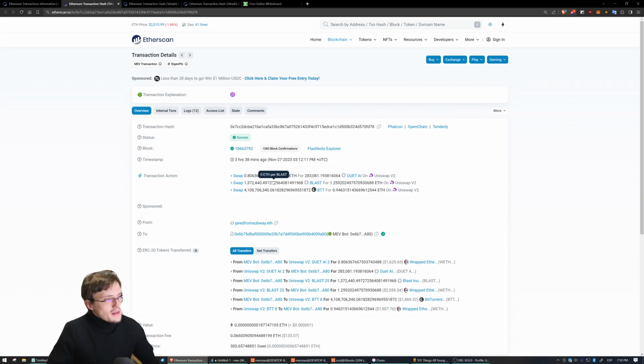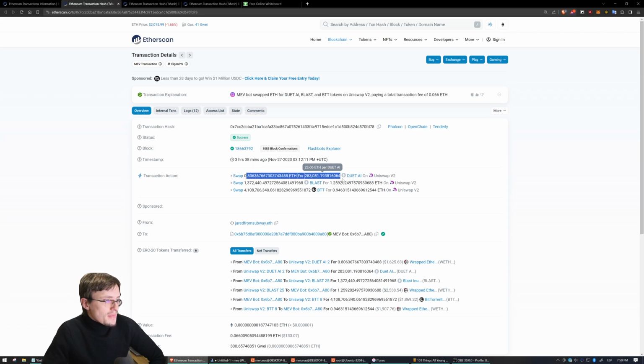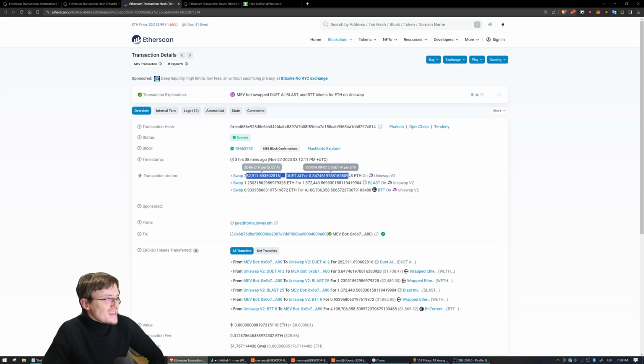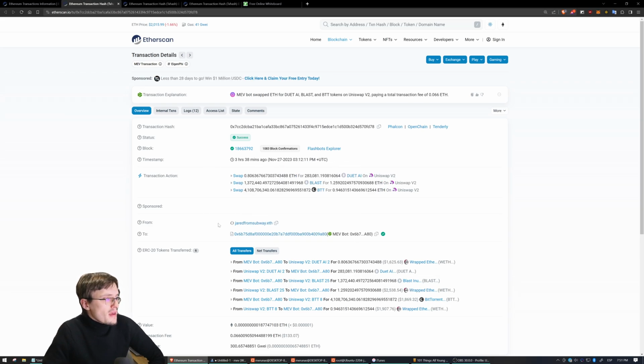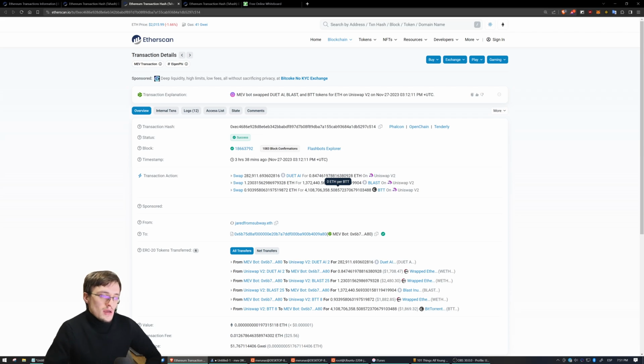And in this one you see a lot of things going on. First, he's sandwiching a token here, you see, Duet AI. He buys and sells that for a profit. And then there are multiple others. There's a Blast token, he is selling that token. There's a BTT token, he is selling that token, and then he's buying those tokens back. This is the same thing as before, but this time they are doing three transactions, three tokens at once in one transaction. Why are they doing this?